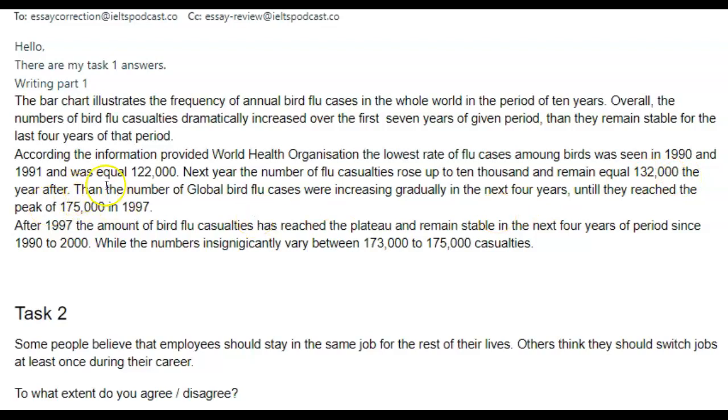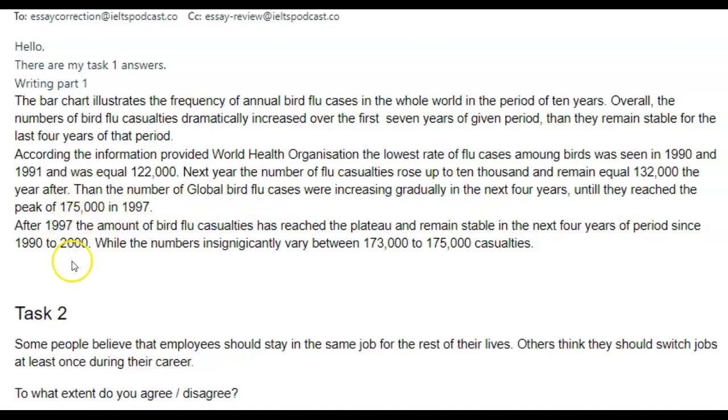Okay, you keep spelling "then" wrong. And the reason why it's a problem is because it's a different word. And so it completely changes the meaning of your sentence. "Then," with an E, the number of global bird flu cases increased gradually in the next 4 years until they reached the peak of 175,000 in 1997.